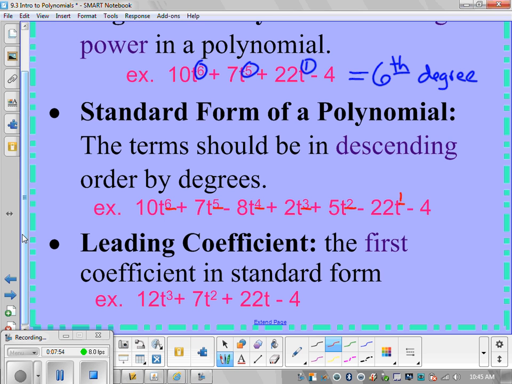If I ask you to identify the leading coefficient, that is simply the first coefficient once it is in standard form. So the coefficient on the highest power is 12. So the leading coefficient in this example is 12. Take a moment to pause, make sure you have all those examples written down before you move on.